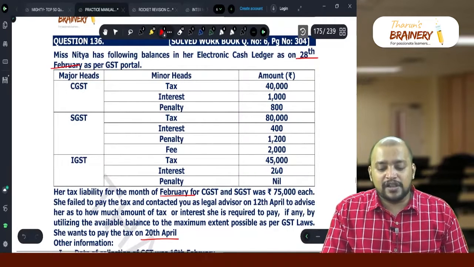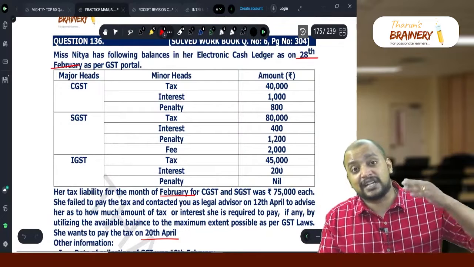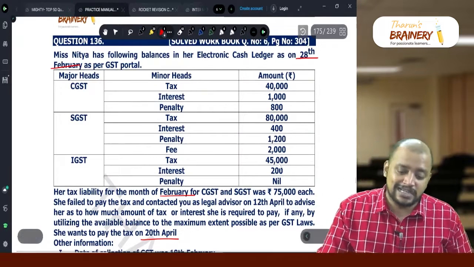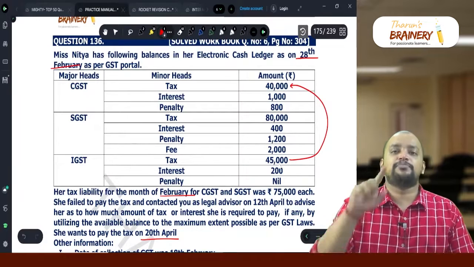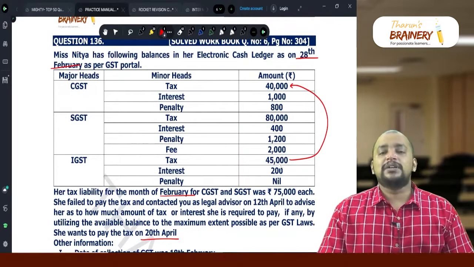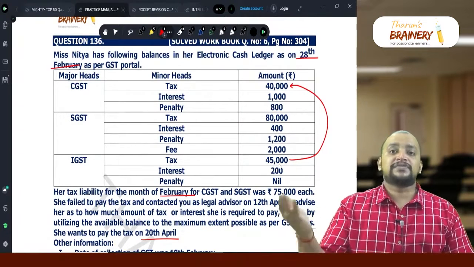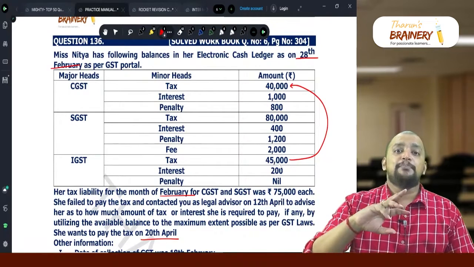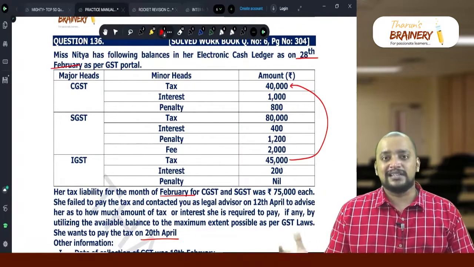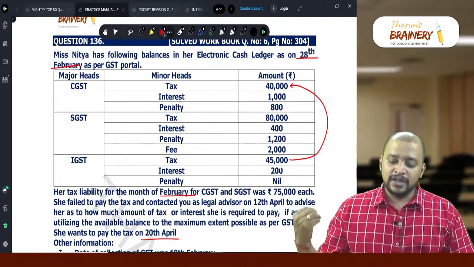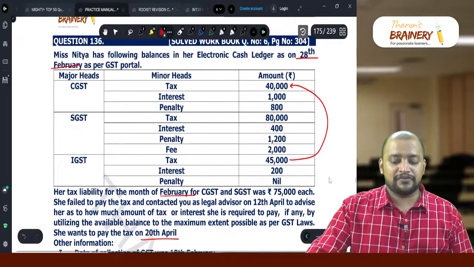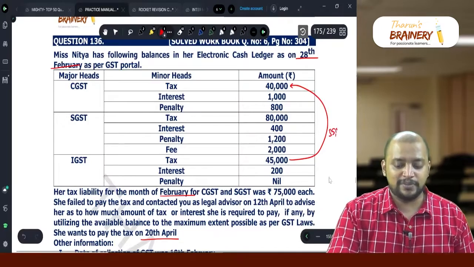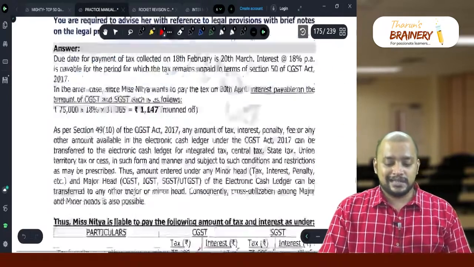Of the 45,000 of IGST, we can transfer 35,000 to CGST tax. Yes, we can do that. For that we need to file one payment form, PMT 9. PMT 9 is a payment form to transfer the balances between the cells in the electronic cash ledger. So, out of that 45,000, 35,000 will be shifted to CGST tax.